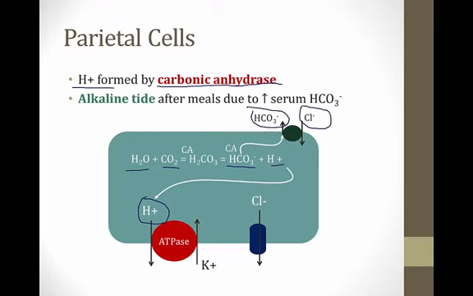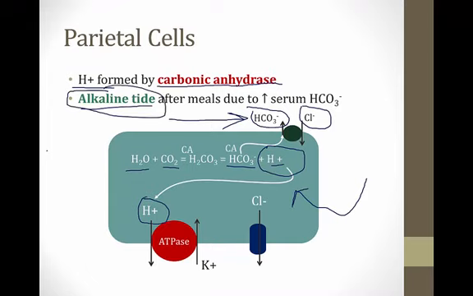And what this means is that when you eat a meal and you generate lots of H+, you also generate lots of bicarb, which goes into the serum. And this is called the alkaline tide. If you measure the bicarbonate concentration in someone who's just eaten a large meal, you will see that it rises slightly. And the reason it rises is because of this mechanism going on inside of parietal cells to create the alkaline tide.